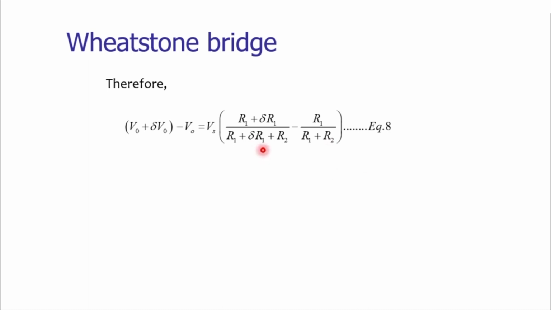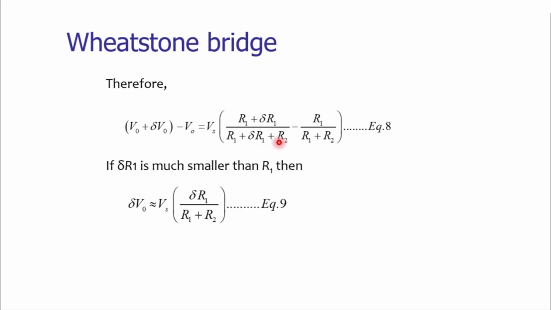In actual sense, the delta R1 values are very small. Therefore, I'm neglecting the presence of delta R1 in the denominator. Then the denominator of both these terms would be the same, and then we can get the correlation of delta VO in terms of delta R1. It's approximately so delta VO is a function of supply voltage and change in resistance value of R1.